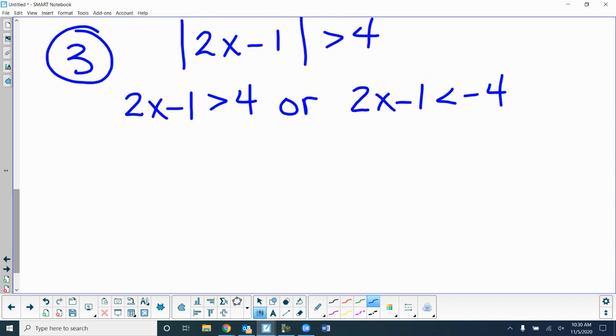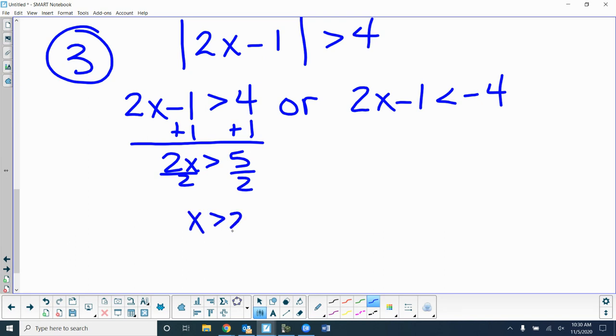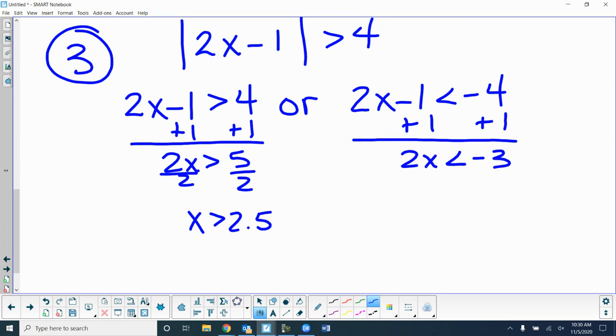So we're going to do the same thing in both. Add 1 and divide by 2. So you could leave it 5 halves, or you could write the decimal 2.5. Here, add 1 and divide by 2. You could leave it -3 halves or -1.5. We didn't divide by a negative, so we don't have to switch the inequality symbols.